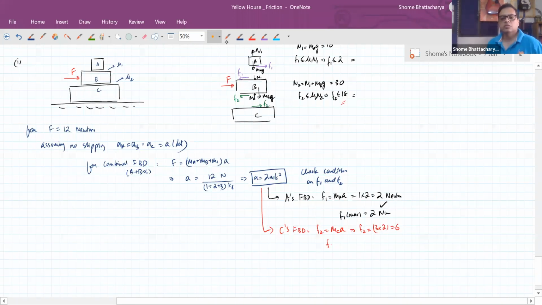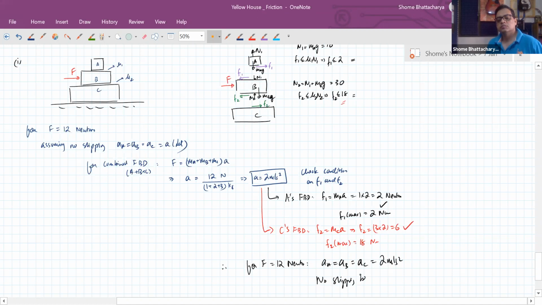Okay. So therefore we understand that for F equal to 12 newtons, the whole system has a combined acceleration. There's no slipping, neither is there slipping between A and B nor any slipping between B and C.